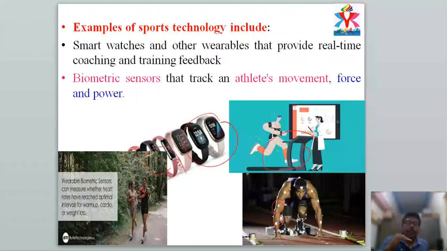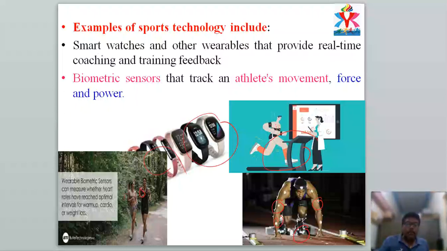And biometric sensors that track athletes' movement, force, and power. So these kind of sensors. So definitely how much force he is exerting when exploding from the starting blocks. So what motion he is having. So at the time of exploding from the starting block, how he is getting his energy.